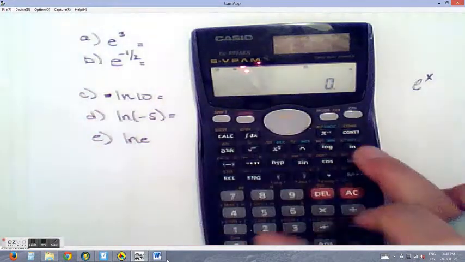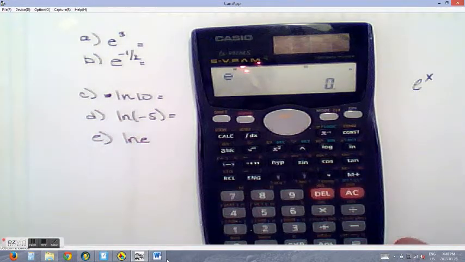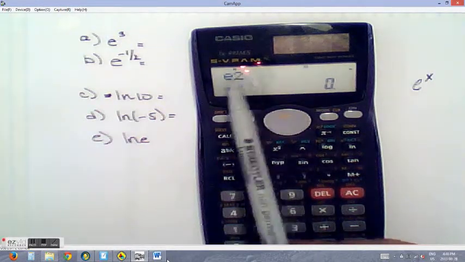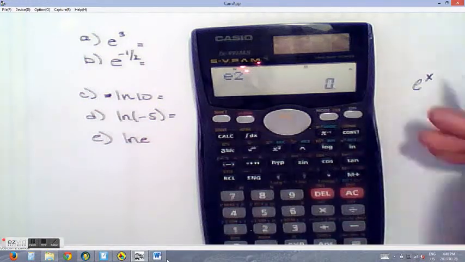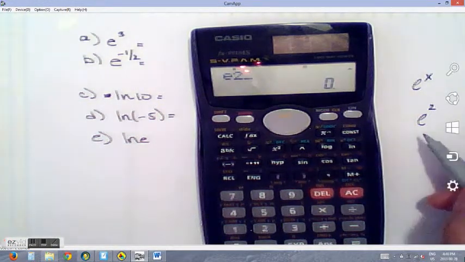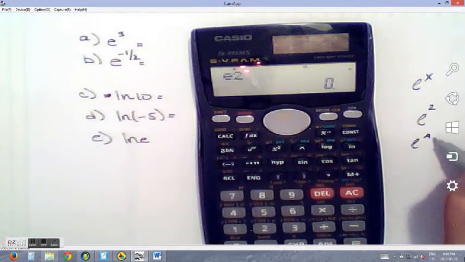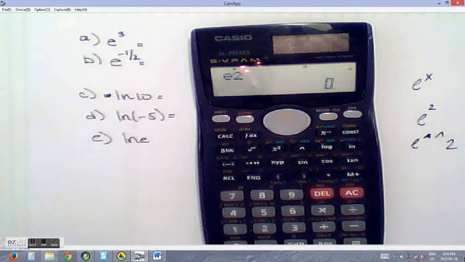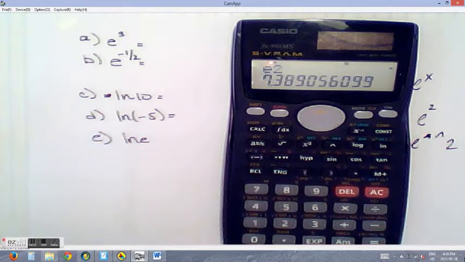So I have to push shift, e to the x, which I'll see the e, and 3, which to me looks a little strange, but that's how my calculator works. Yours might look like e, or if it's more sophisticated, it might look like e to the exponent, or e hat 3. This is what mine looks like, and that should give you 7.389, and so on. So I'd be happy with 7.4.